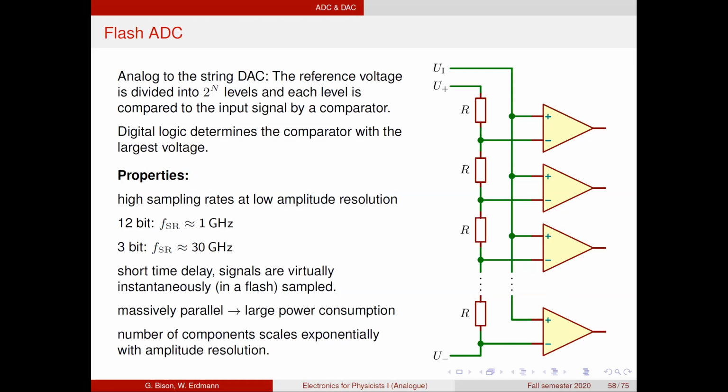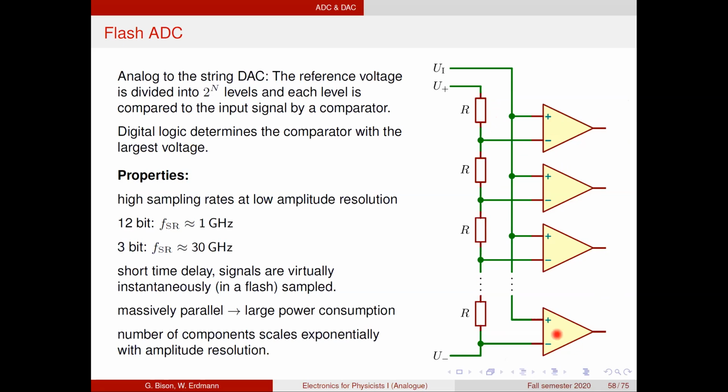And well, the advantage of such a flash ADC is that it can have really high sampling rates. Now you see everything works in parallel. The voltage comes in, this is static, divided down. All those comparators can be fast analog circuits. They compare the input voltage with the static reference voltage, give an output, and then there is a digital system that simply samples those values and converts it to a digital number.